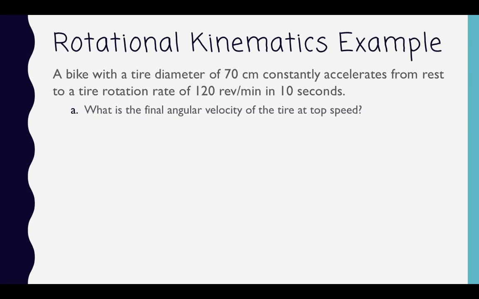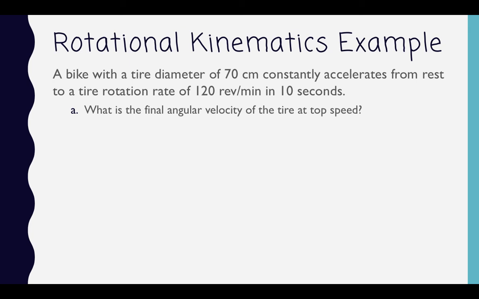Well, let's do an example. Let's say we have a bike tire with a tire diameter of 70 centimeters. It's constantly accelerating from rest. So it's starting out at a velocity of 0. It's going to eventually spin at a rate of 120 revolutions every minute. So it's going to spin 120 times in 1 minute.